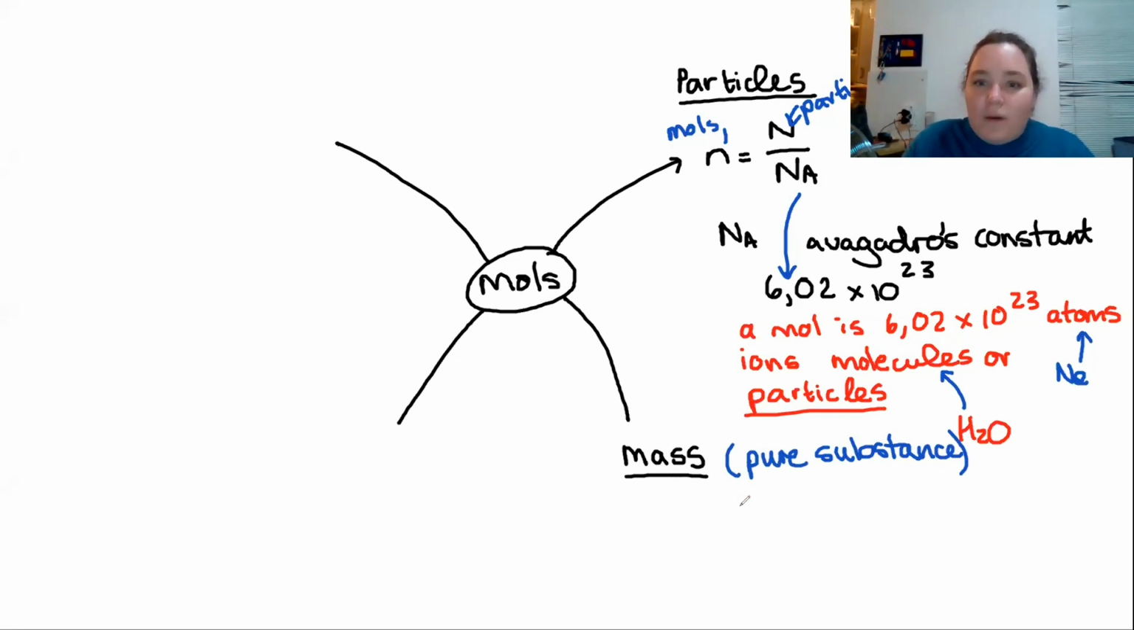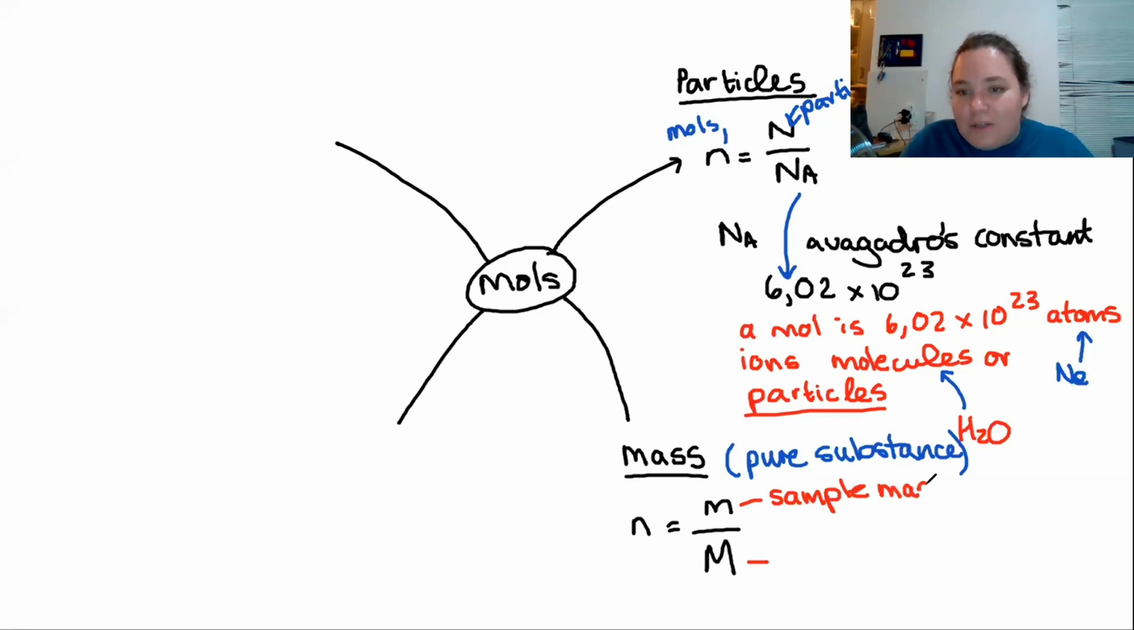And over here, the equation that we're going to use is that the number of moles is the sample mass over our molar mass. If you look very carefully, maybe you'll see it, the sample mass here is a lowercase m and the molar mass is an uppercase M. So this here is my sample mass, which is measured in grams, and this is my molar mass. Actually, let's just write that out. Molar mass, which is measured in grams per mole. Just something important here.